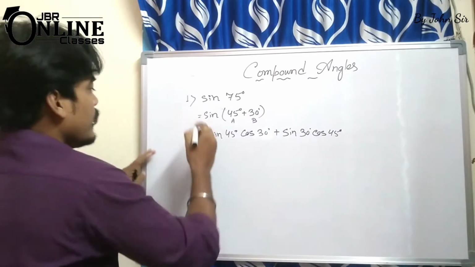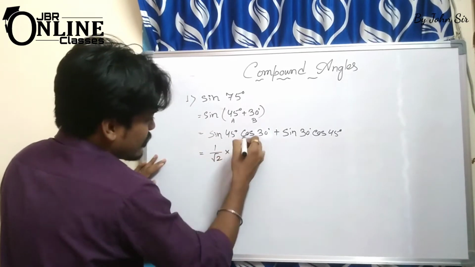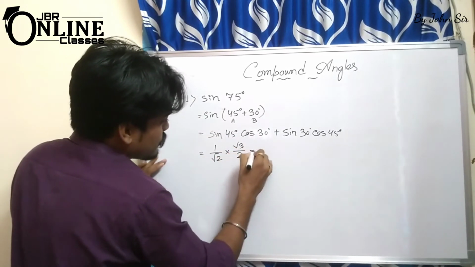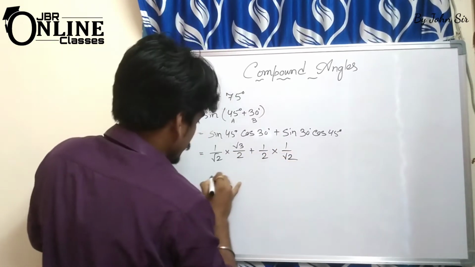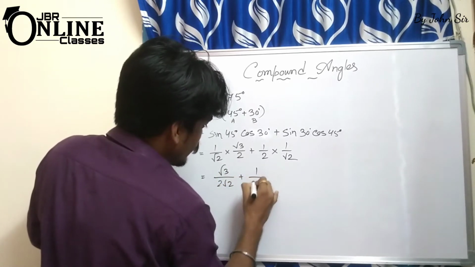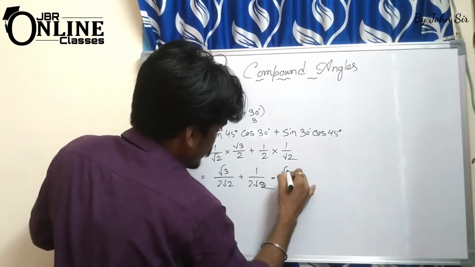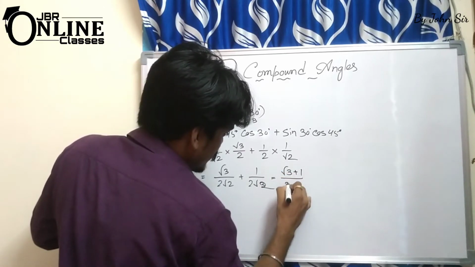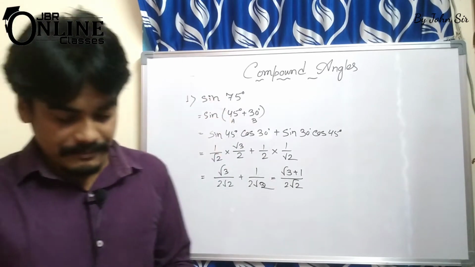Now we have to put the values: sine 45 equals 1 by root 2, then cos 30 is root 3 by 2, and then sine 30 is half, then cos 45 is 1 by root 2. So finally here root 3 by 2 root 2, and here 1 by 2 root 2. So here the final answer will be root 3 plus 1 by 2 root 2. So that is the value of sine 75.